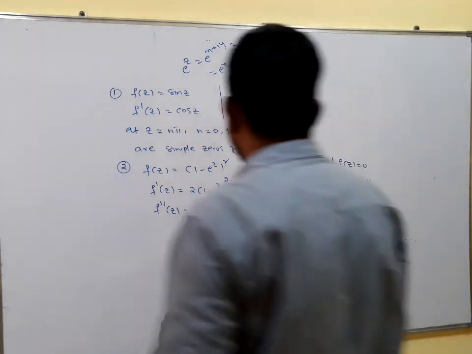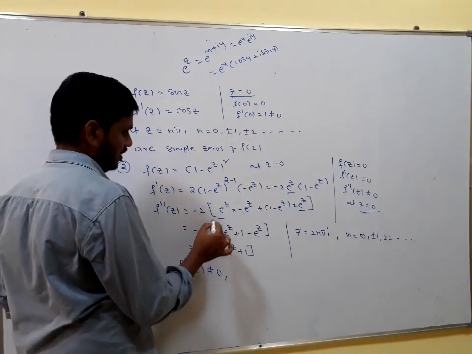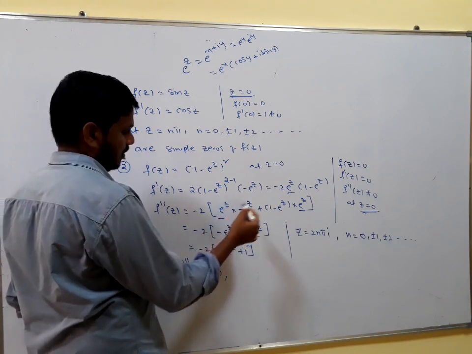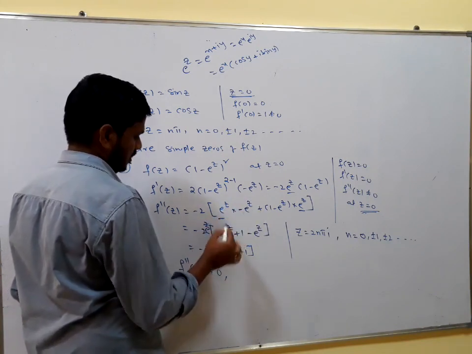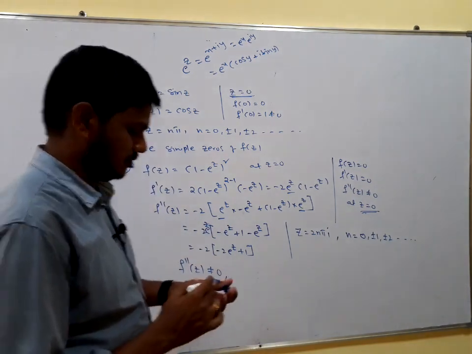Here, 2 e to the power of z, if you take e to the power of z common, or e to the power of 2z minus e to the power of z, like that, which is not equal to 0.